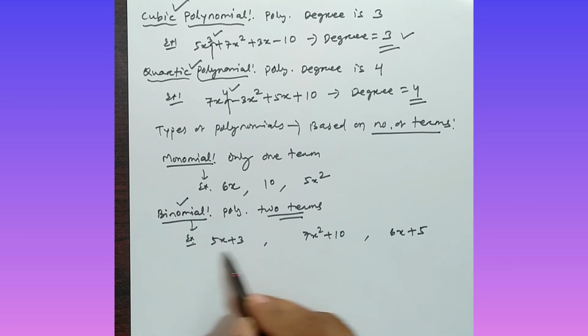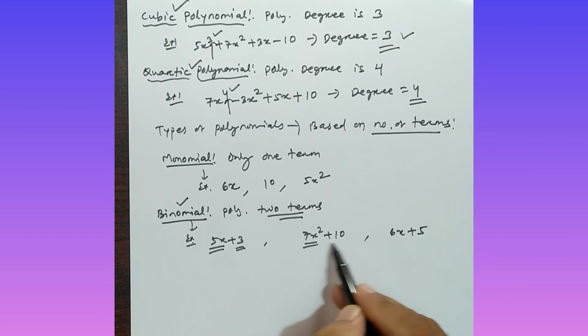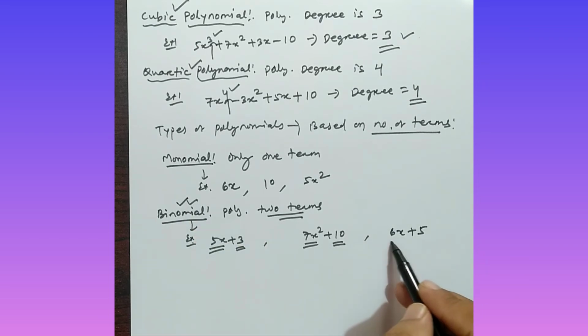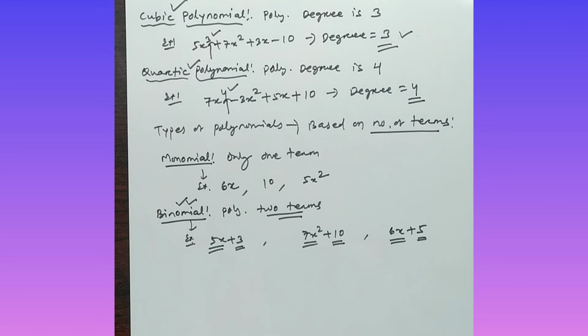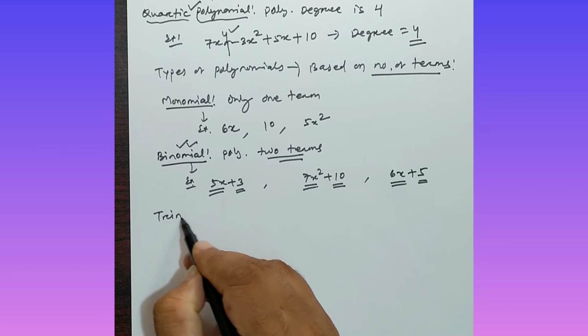Look at here, how many terms? First term, second term, two terms. Yes, this is called a binomial. First term, second term, two terms. Yes, this is called a binomial. How many terms? First term, second term, total two terms. So that is why this is called a binomial. Okay, the next, that is trinomial.